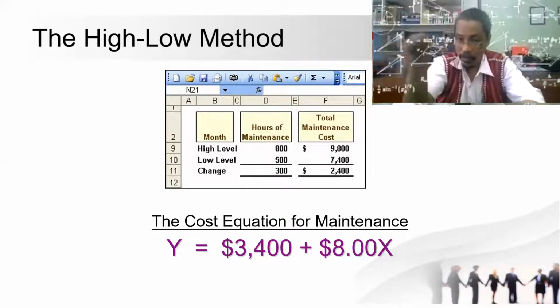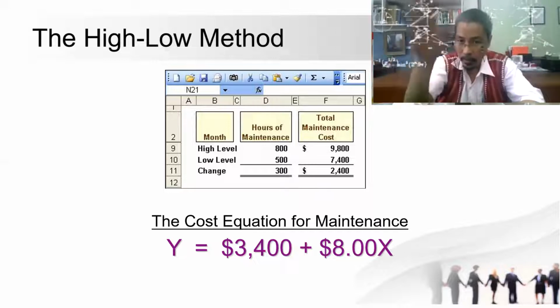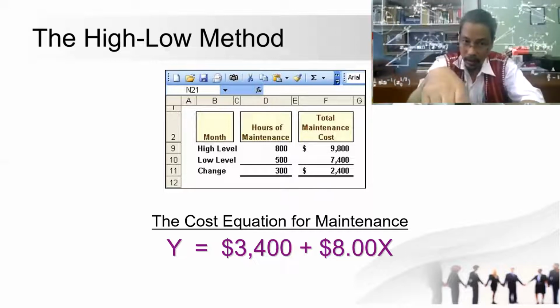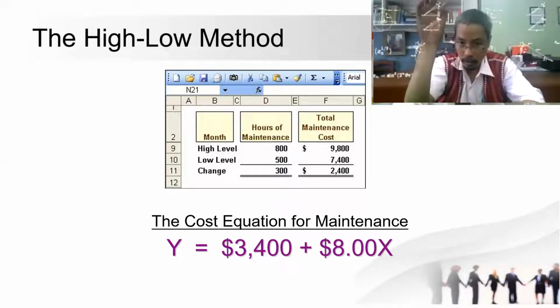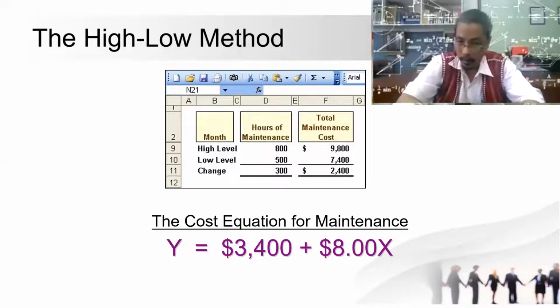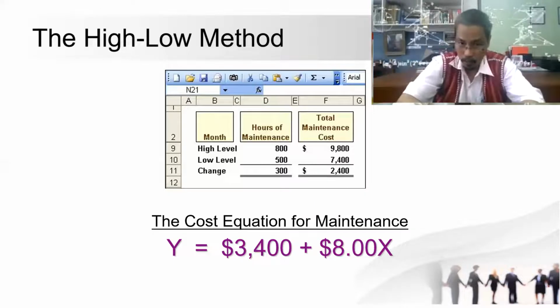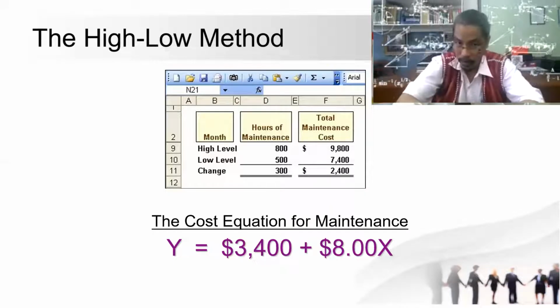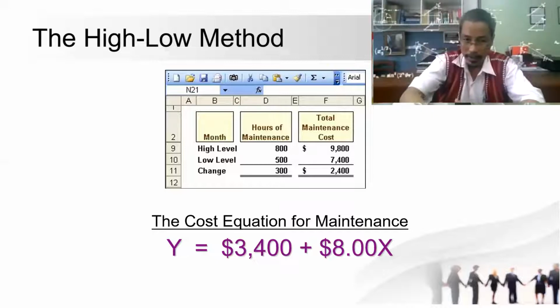Change in cost, change in time. Change meaning 2,400 change in cost and 300 change in time. So divide 2,400 by 300, that is 24 divided by 3, that is $8. That is our slope. So as you can see, we have the equation of a straight line.